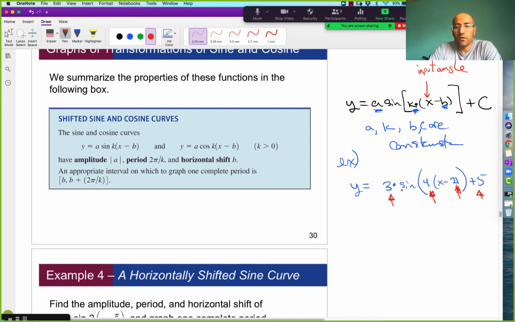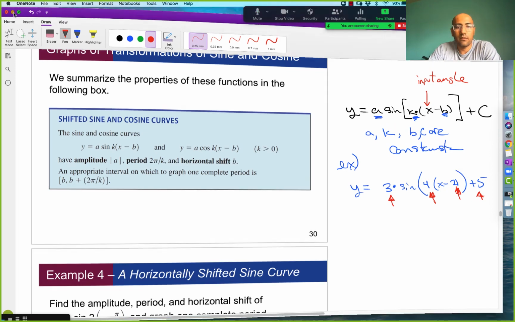Okay, what about the constant out in front? What does this a do? That's what we want to figure out now. What happens if we multiply on the outside of the function by a value a? Let's begin by looking at an a that's bigger than 1.